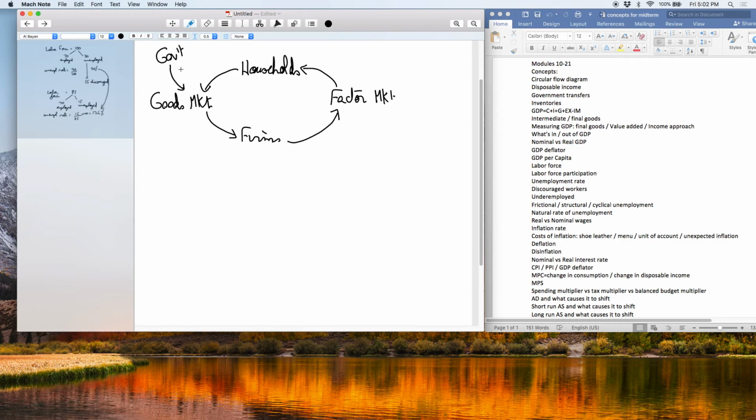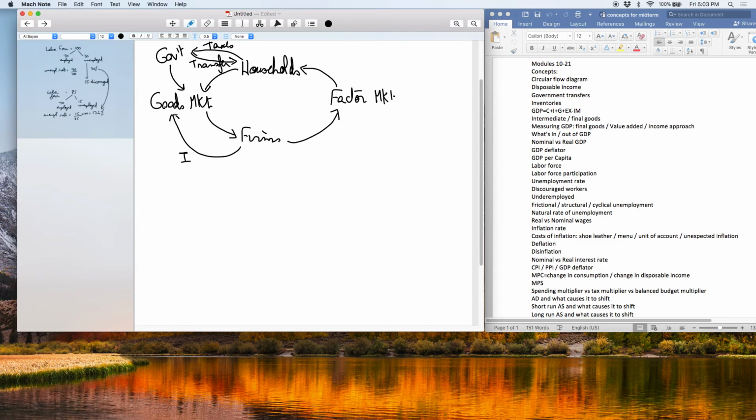Where does the government get its money from? From households' taxes. And the government returns some of that money back in transfers. That's transfer payments like unemployment compensation, right? Also, we know that companies also buy stuff from the goods market. That's the investments. When companies buy stuff in order to produce more stuff with it, that's investments, okay?